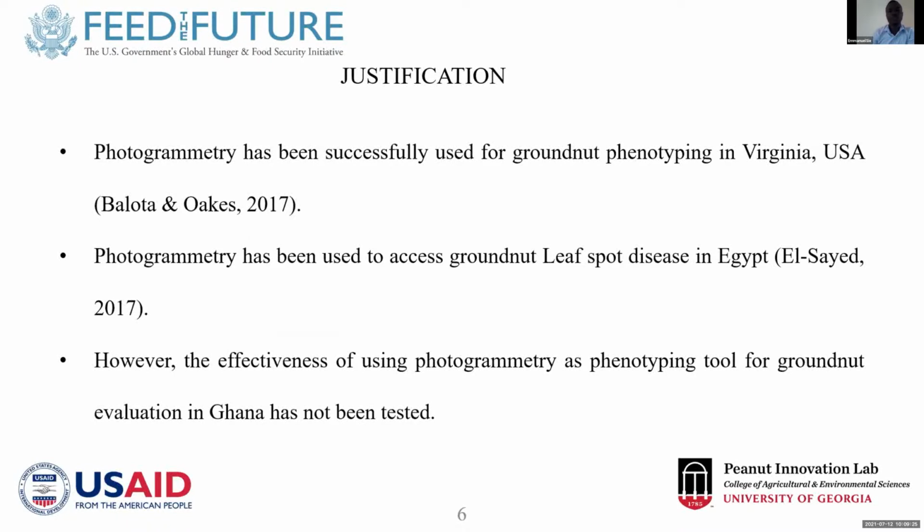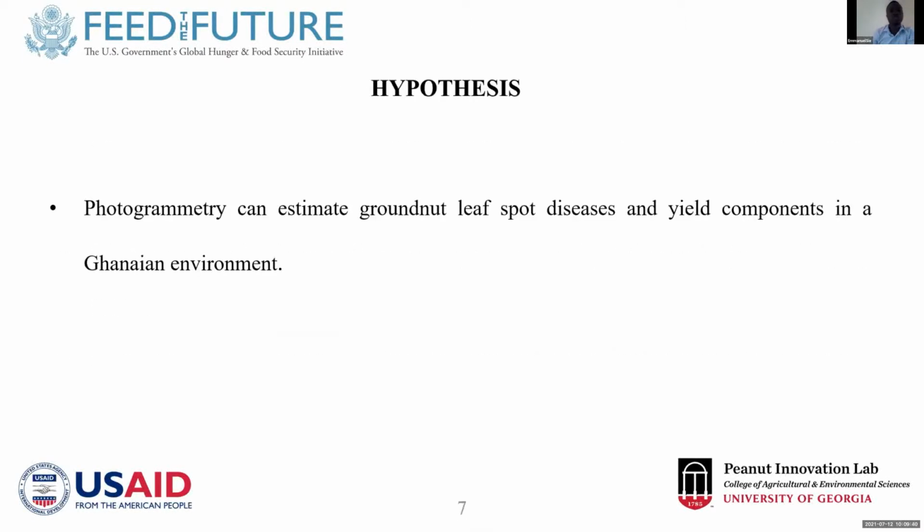Photogrammetry has successfully been used for groundnut phenotyping in Virginia. It has also been used for leaf spot disease phenotyping in Egypt. However, its effectiveness has never been tried in Ghana. So the hypothesis for the study is that photogrammetry can estimate groundnut leaf spot diseases and yield components in the Ghanaian environment.